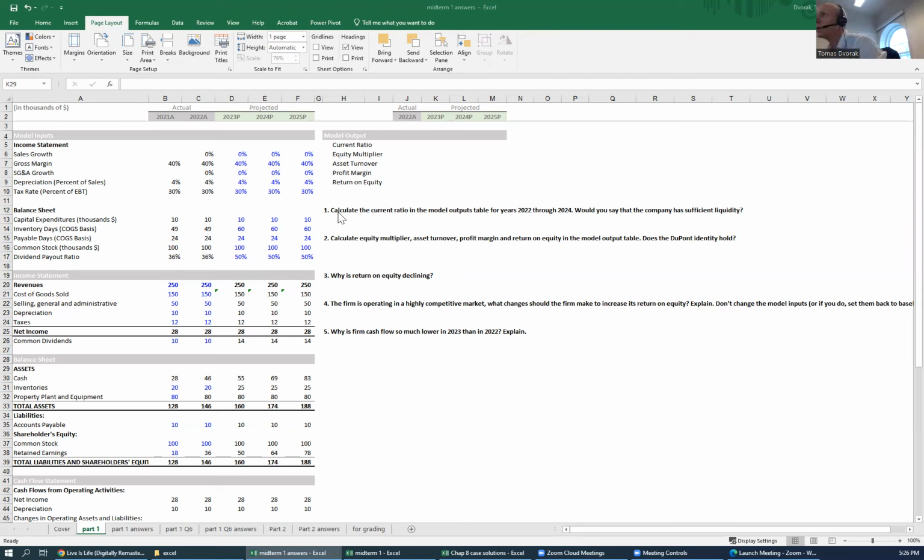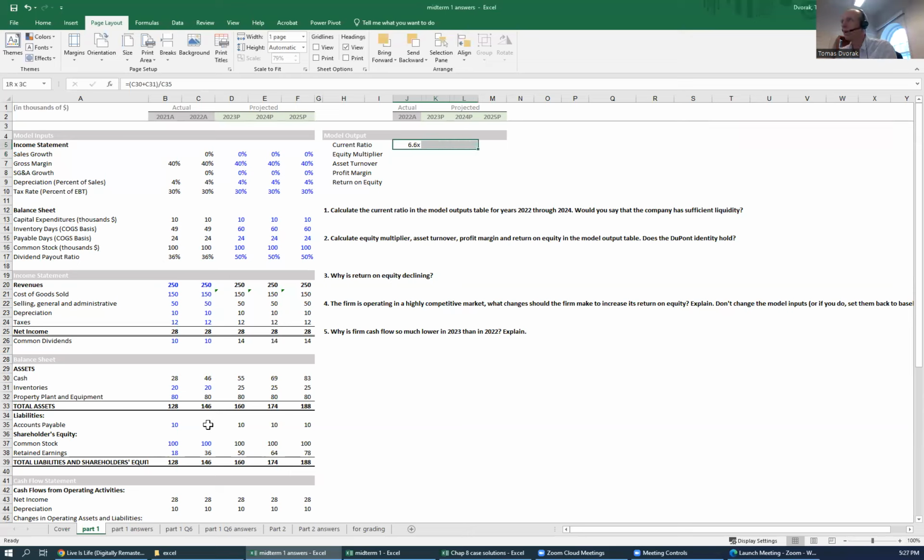Calculate the current ratio in the model output table for years 2022 through, I think this should be 2025. And would you say the company has sufficient liquidity? Okay, let's calculate current ratio. So current ratio is current assets divided by current liabilities. Current assets are cash plus inventories, in this case, divided by current liabilities. In this case, it's just accounts payable.